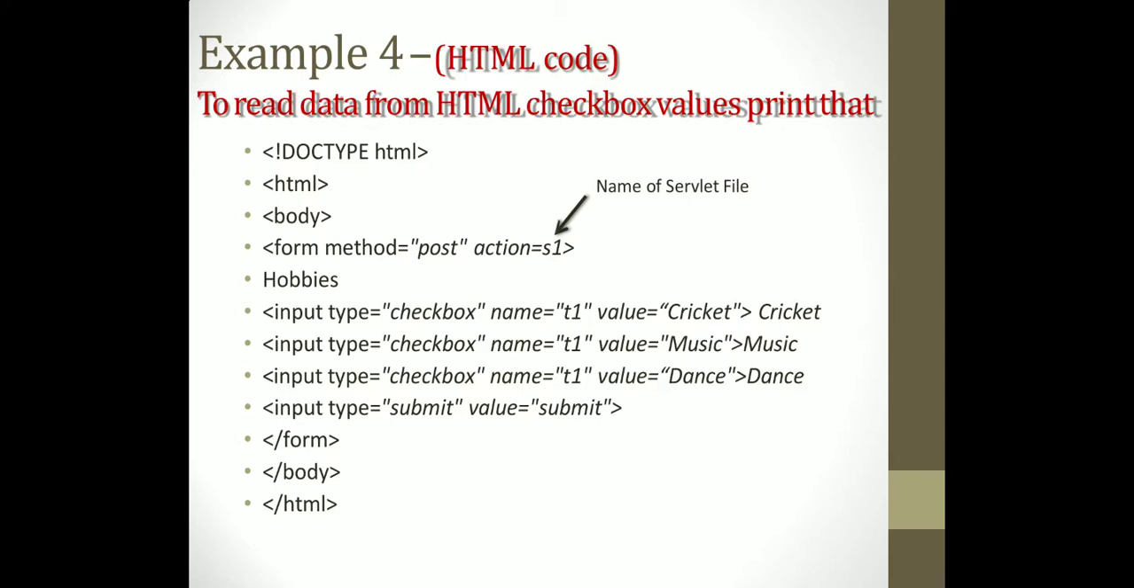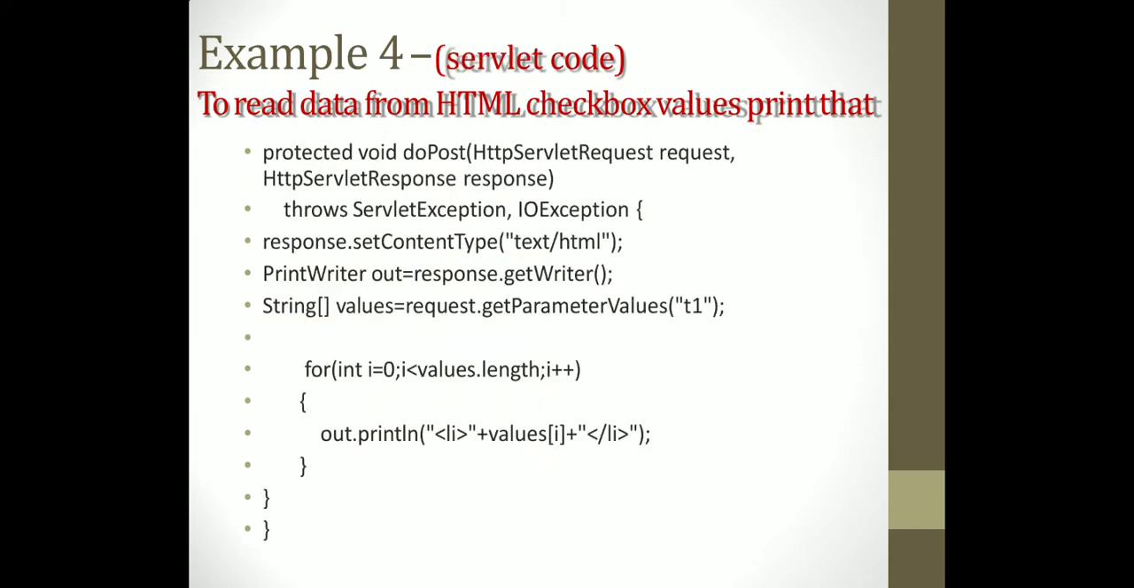Then we have seen the fourth example, that was the HTML code for reading data from HTML checkbox values, and we need to print those as well. So we have used the form method post and action as s1, so that s1 is the name of your servlet file. We have added all this code, and the remaining code also we have completed.